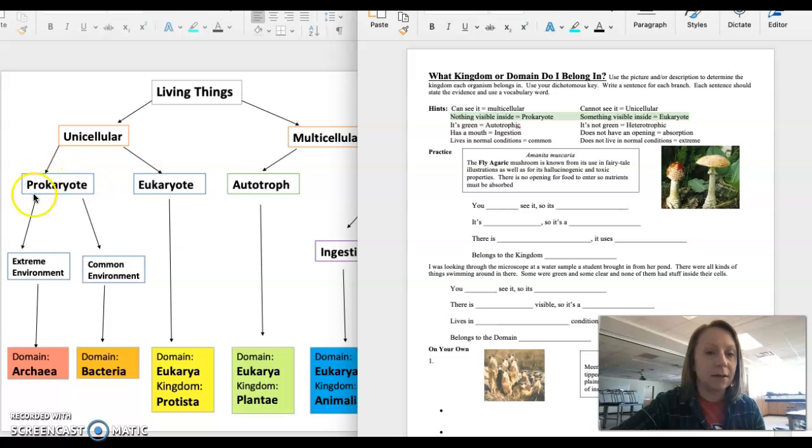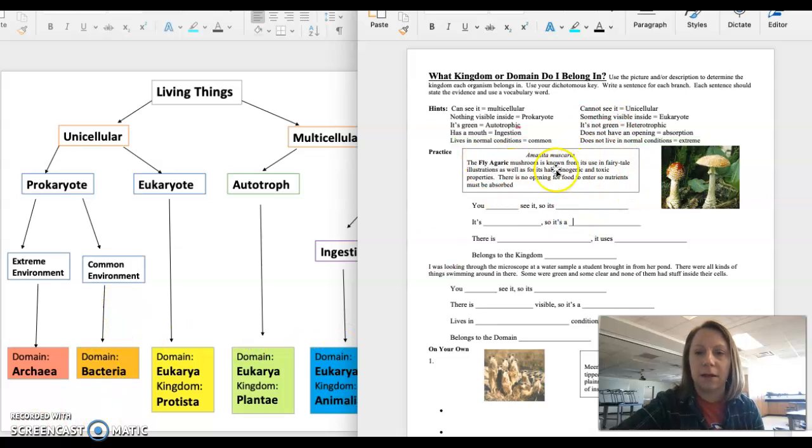If you cannot see anything, you have one of these two choices. So if it lives in an extreme environment, like extreme to us, so like super hot or way too much salt or very acidic, like pH 1 or 2. If you have one of those, you have an extreme environment. If you have something normal, like your backyard, or even if you go to the mountains, that's still considered normal or common conditions. So then if it's extreme, it's here. If it's not extreme, it's here. It's bacteria. Okay, so let's take a look at the first one.